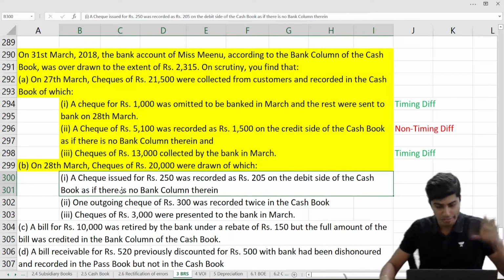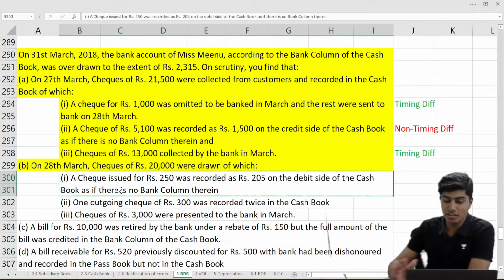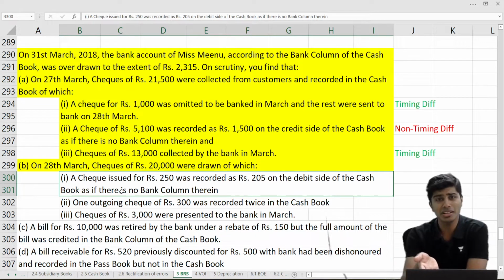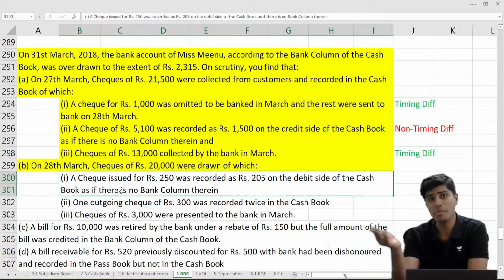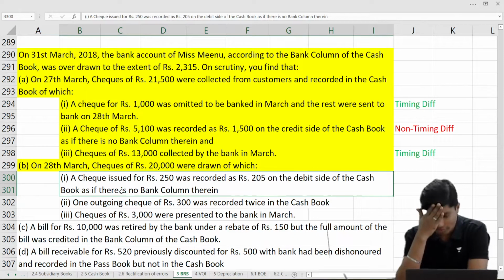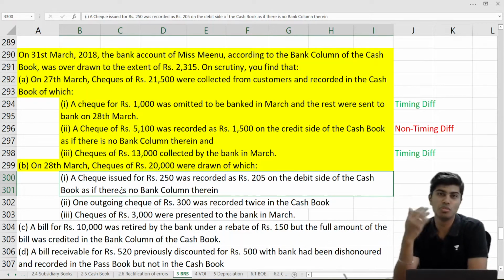Fine. Next. And this is written on the debit side. And again a mistake. When a check is issued, it is a payment. It should be written on the credit side. They wrongly wrote it on the debit side. They are making a double mistake. Writing 250 rupees as 205. Writing it on the debit side. Full mistake they have done.